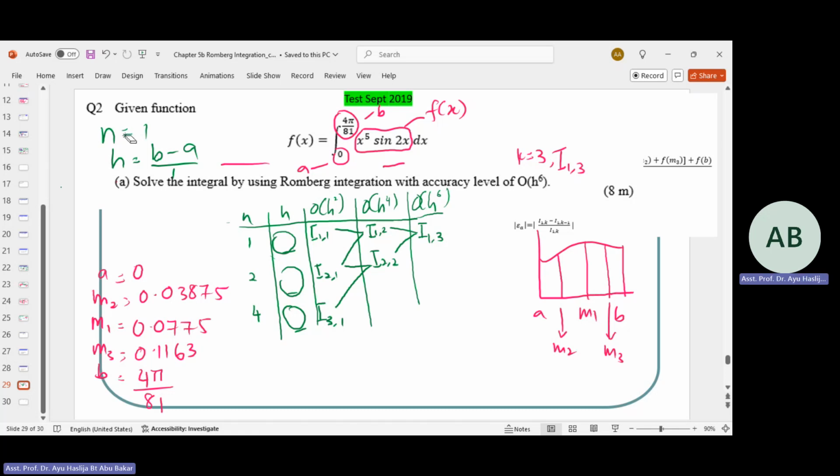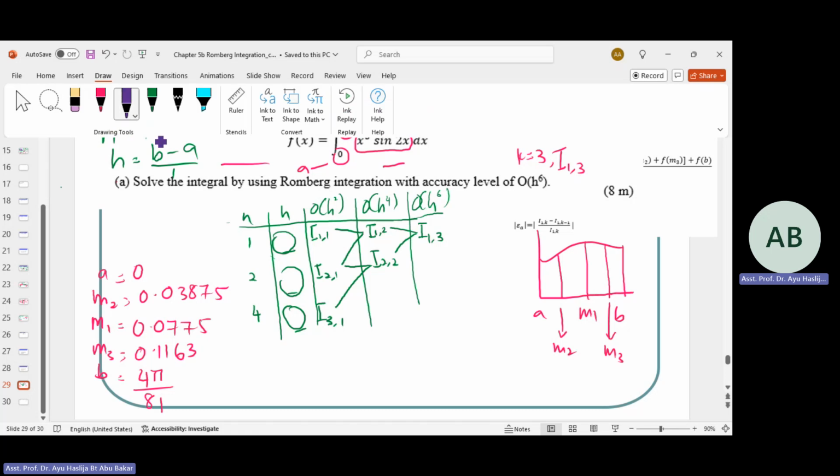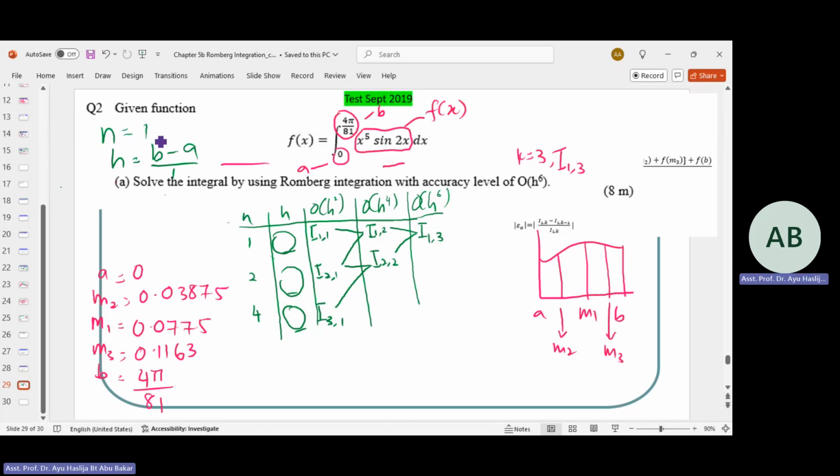Final answer, your I13. Okay, that is the final answer. How to know whether it's correct or not? Find your true value. Press the calculator.